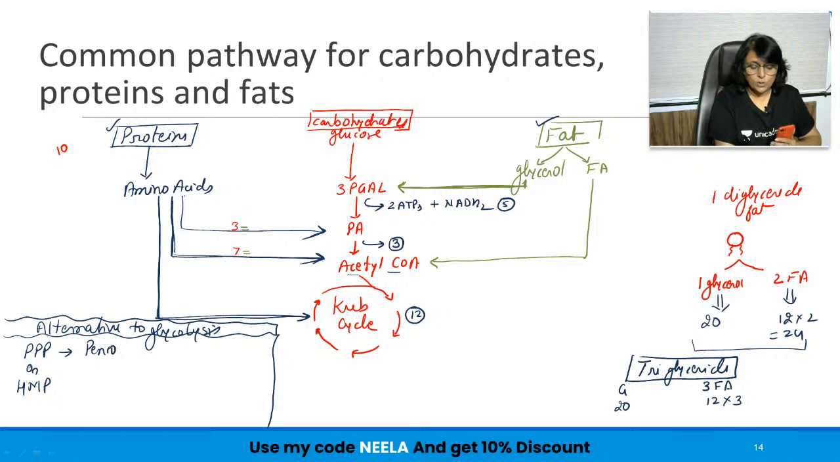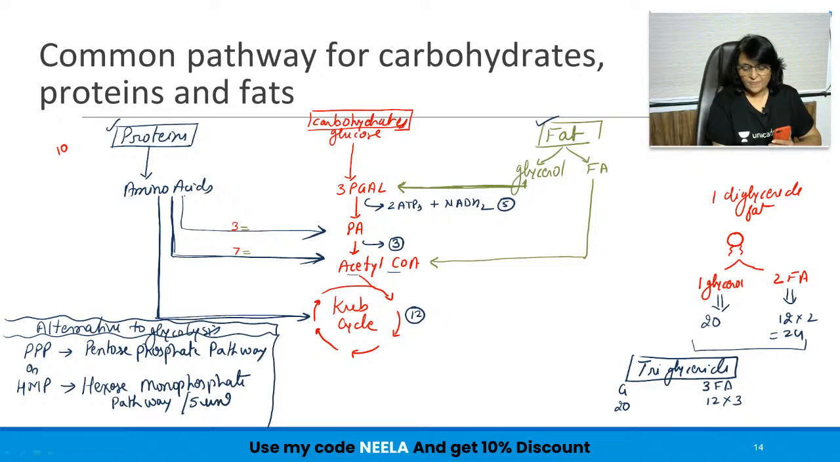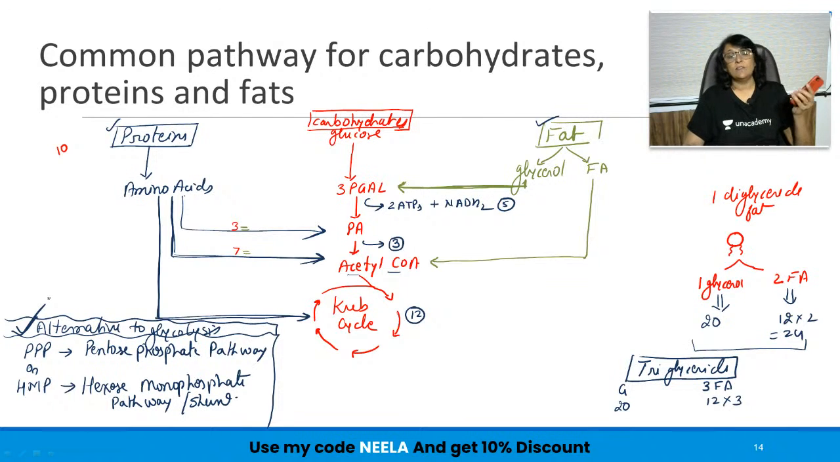It is called pentose phosphate pathway, or it is also known as hexose monophosphate pathway or shunt. These are the alternatives for glycolysis. So normally glycolysis will take place, but in case there is no glycolysis, or if there is some kind of a problem, then there is an alternative pathway also available. So HMP or PPP, pentose phosphate pathway, or hexose monophosphate pathway. So this completes our chapter for respiration in plants, or we can call it cellular respiration.